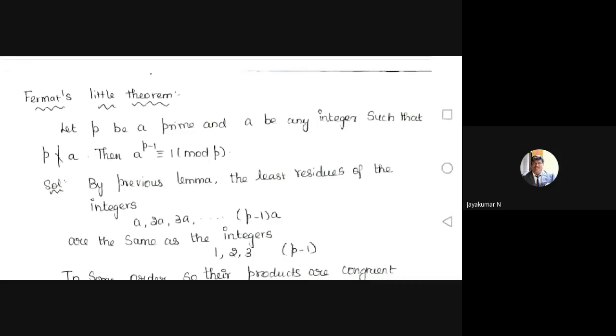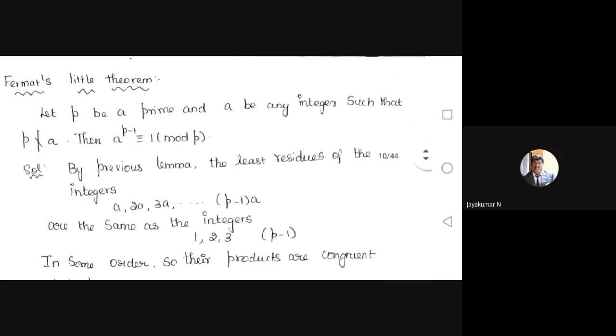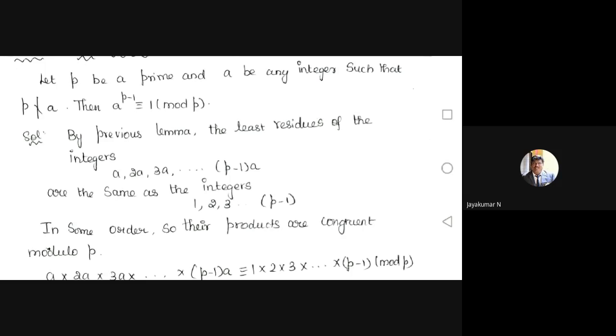Again, I will repeat the statement of Fermat's little theorem. Let p be a prime and a be any integer such that p does not divide a, then a power p minus 1 is congruent to 1 mod p. Just now we proved the lemma. The statement of the lemma is that the least residues of the integers a, 2a, 3a up to p minus 1 times a are the same as the integers 1, 2, 3 up to p minus 1, in some order. The products are congruent modulo p.